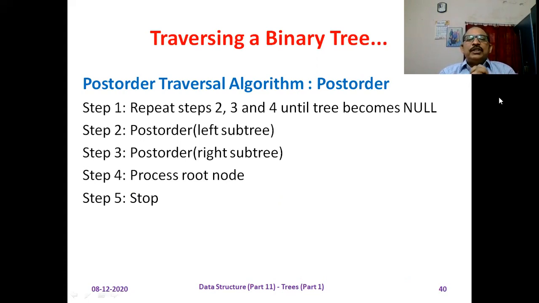Step 1, repeat steps 2, 3, and 4 until tree becomes null. Step 2, post-order, we are calling the algorithm with the left subtree. Next step, post-order right subtree. We are traversing the right subtree in a post-order manner. At last, process the root node. Next step is stop.